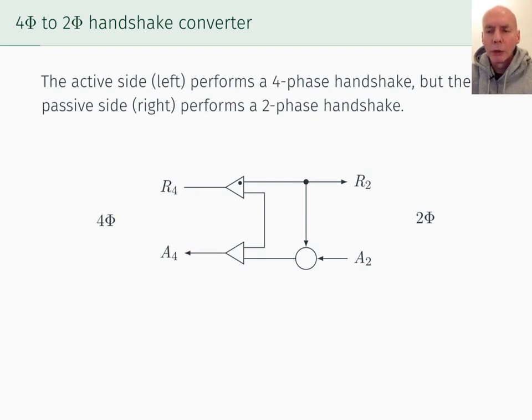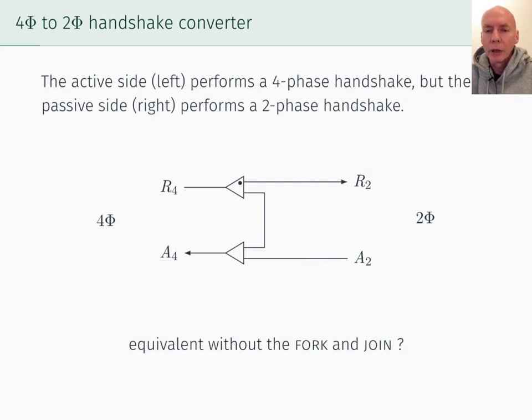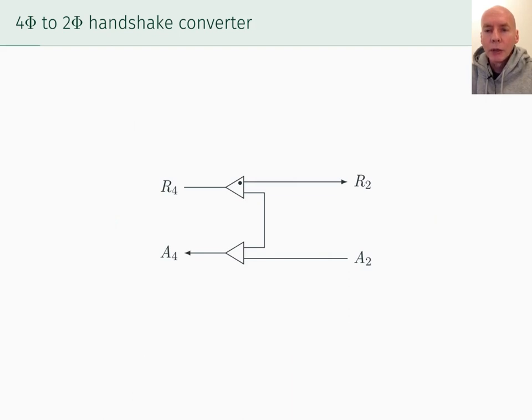So here's the awkward question I told you about, if you haven't guessed already. Why do you really need this fork and join component in here? Wouldn't it work just as well if you left them out, like this? And that question boils down to the question of deciding whether two circuits are equivalent. How would you even define equivalence between circuits?